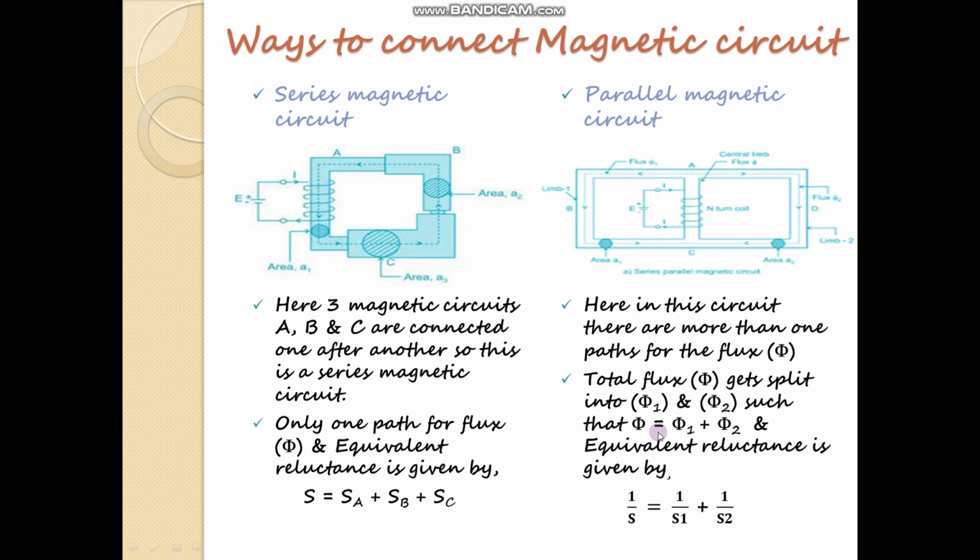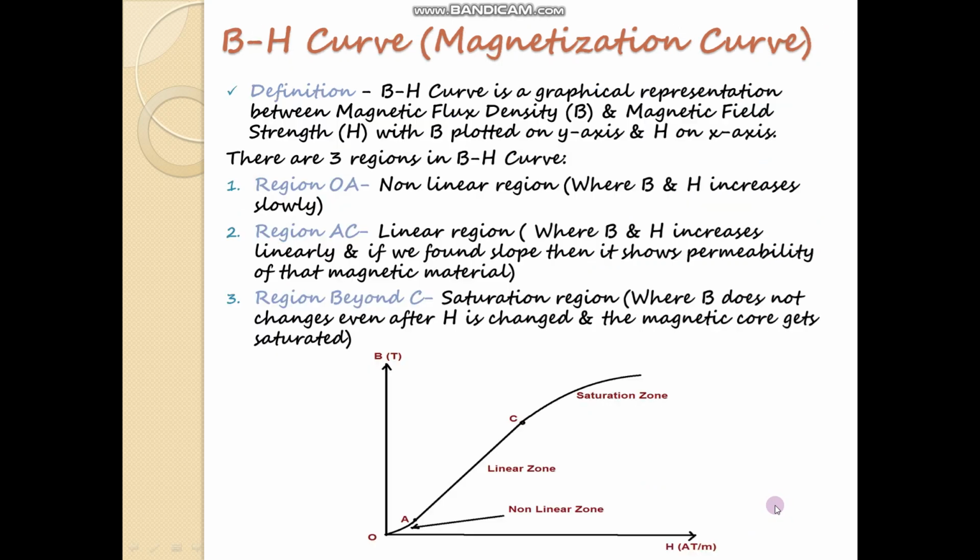So total flux is phi 1 plus phi 2, and equivalent reluctance is given by 1 upon S equals 1 upon S1 plus 1 upon S2, means the reciprocal of total reluctance is the addition of reciprocals of all the individual reluctances.